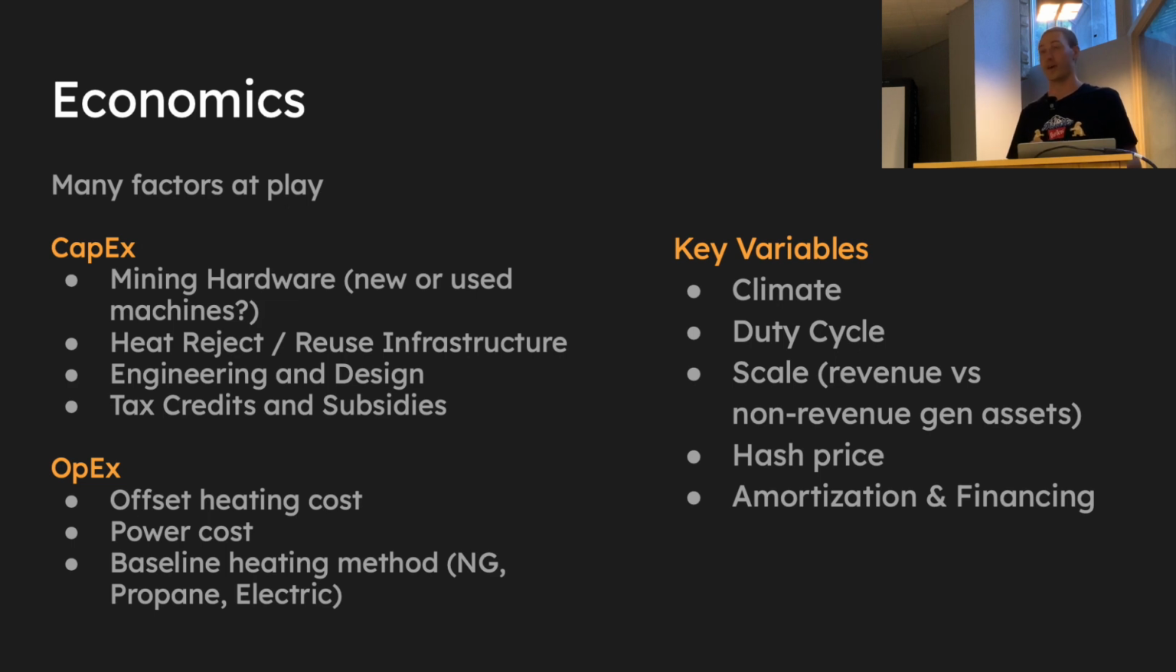Hash price is another big factor here. And that's hard to factor into things, especially when you're trying to convince a non-Bitcoiner. I promise it could be more, right? And then amortization and financing as well.